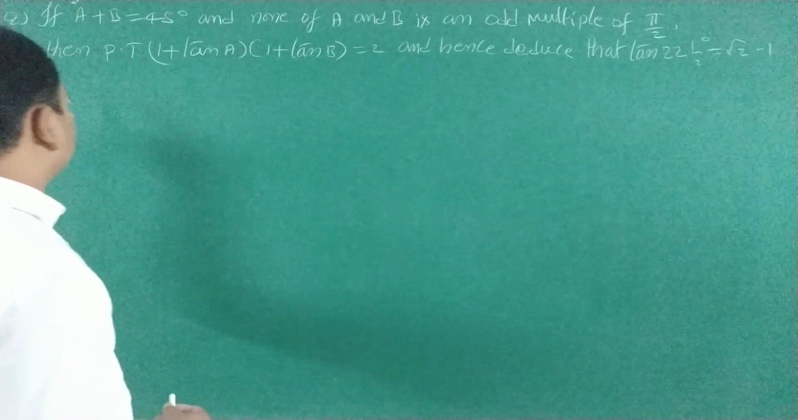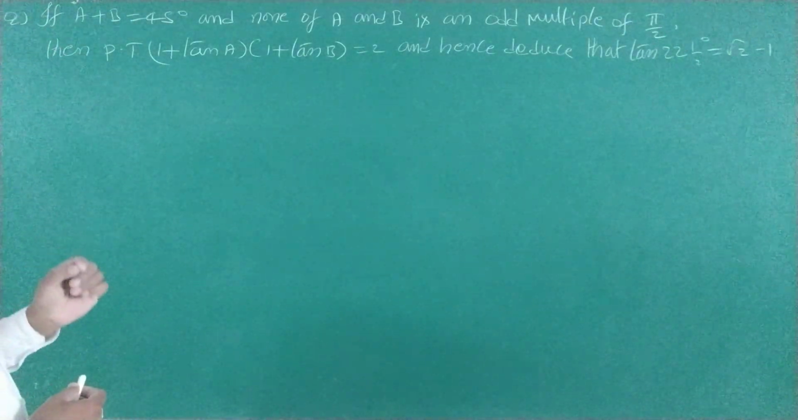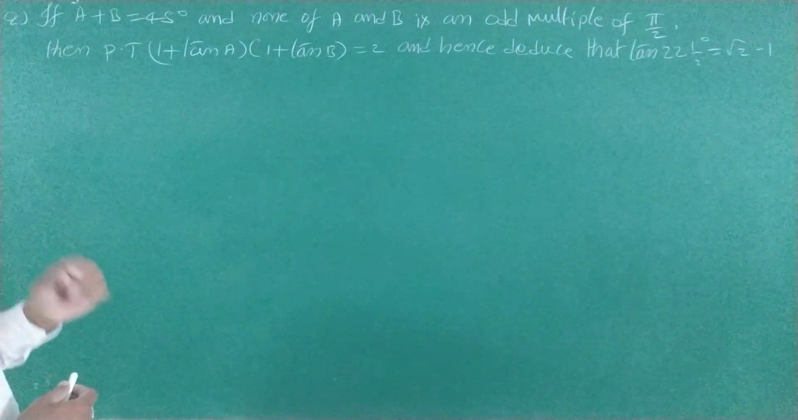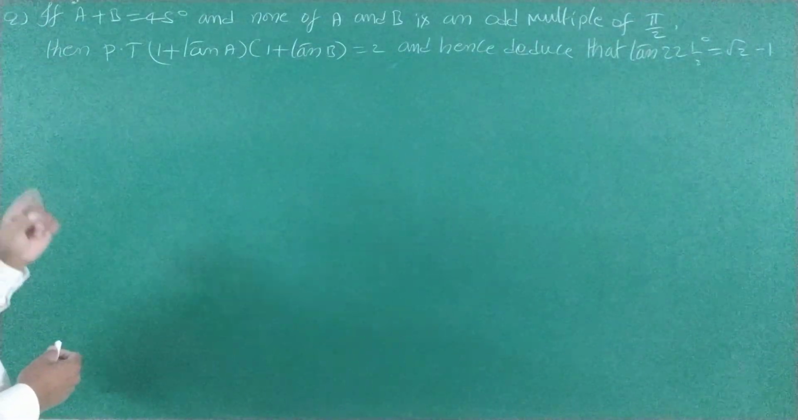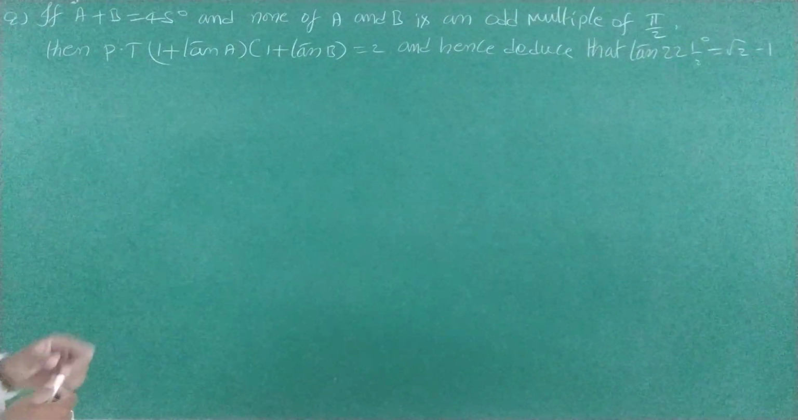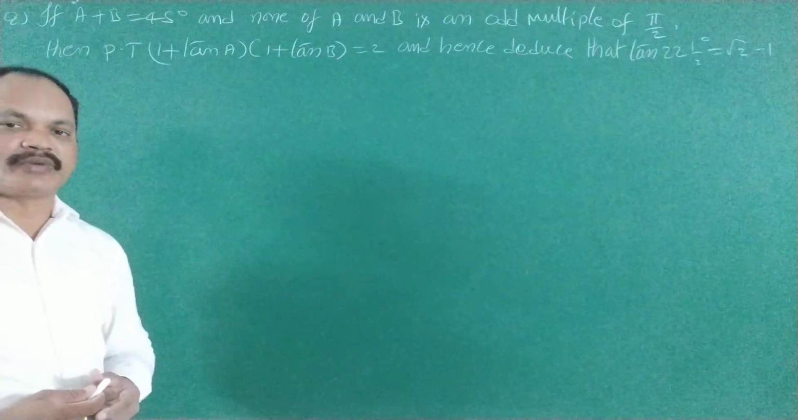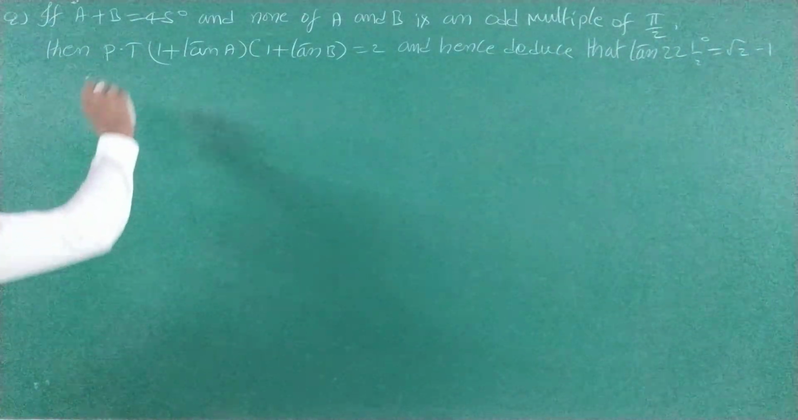If a plus b is equal to 45 degrees and none of a and b is an odd multiple of pi by 2, then prove that 1 plus tan a into 1 plus tan b is 2, and hence deduce that tan 22.5 degrees is equal to root 2 minus 1. Now we have to prove this.